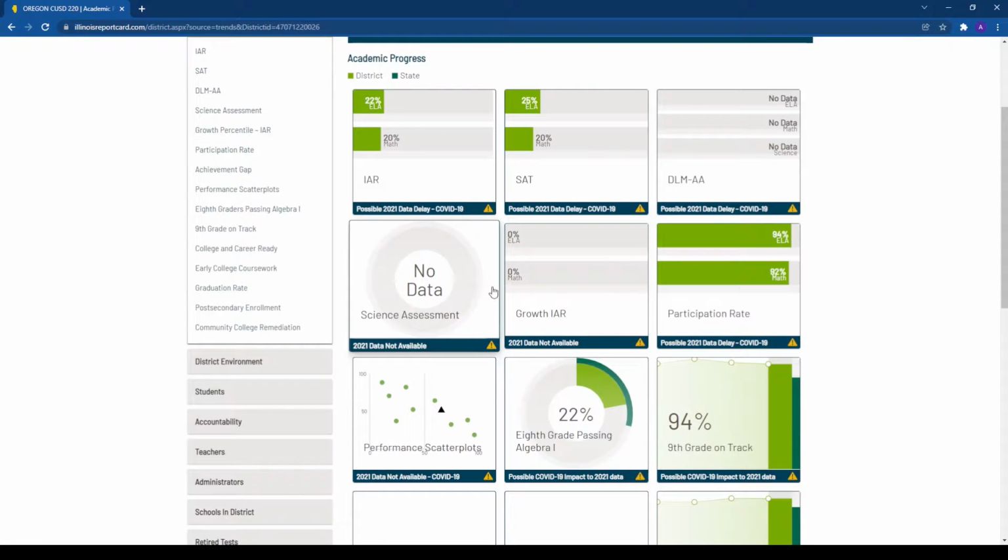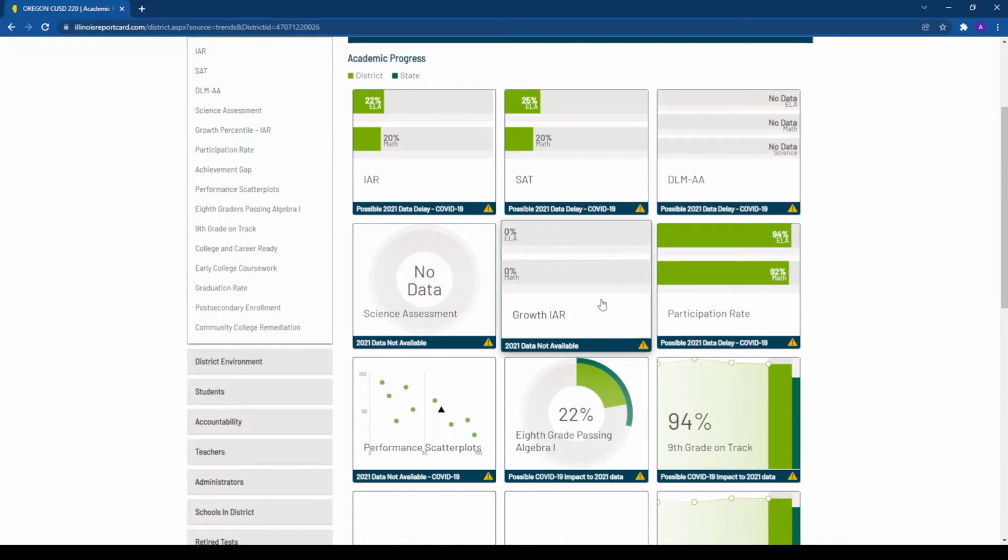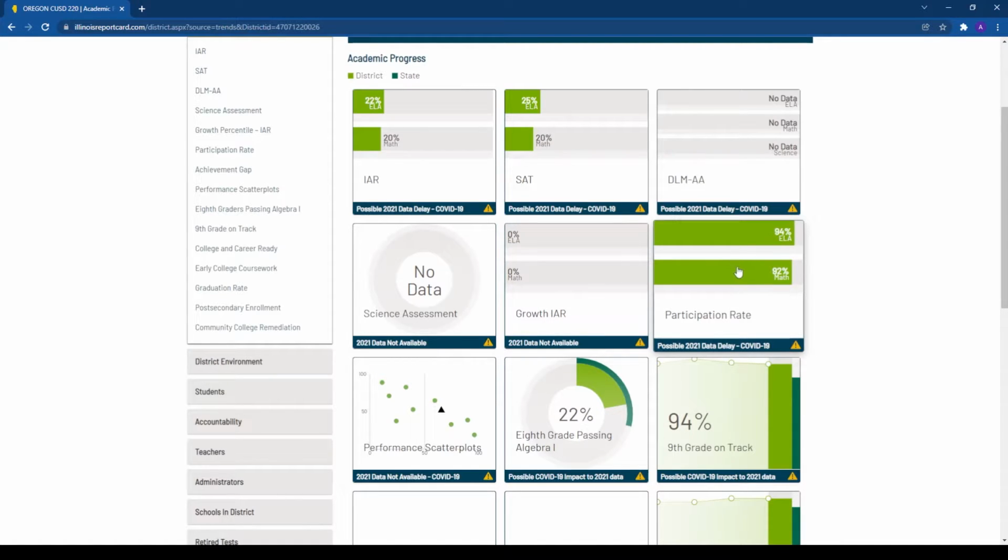Here you have the science assessment. This is the percentage of students who are proficient on the Illinois Science Assessment. And here we have no data because in 2020, we didn't do any standardized testing. And here you have the growth IAR. This is the growth of students relative to other students in the state with a similar score the previous year. Here's your participation rate, what percentage of students district-wide are taking the standardized testing.